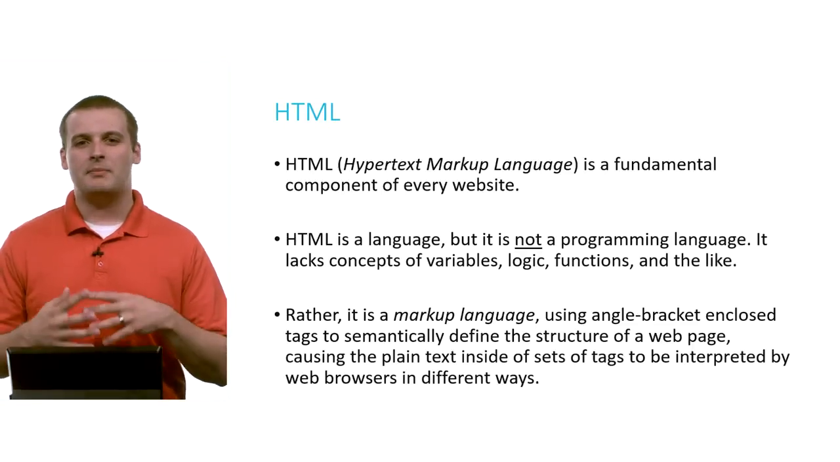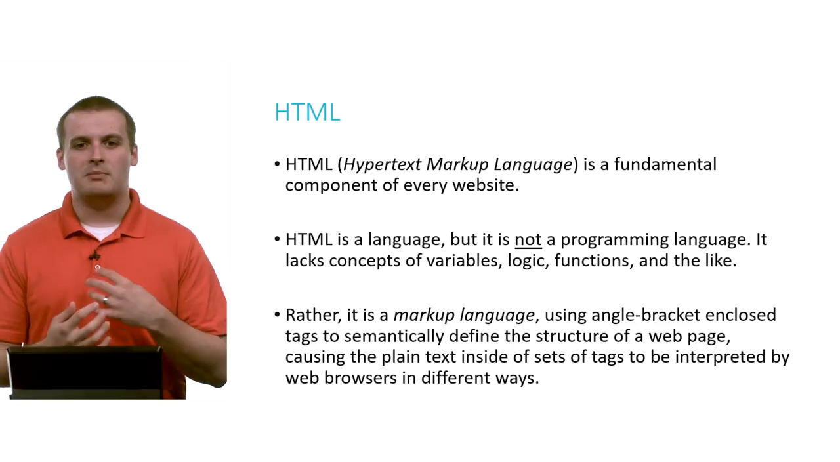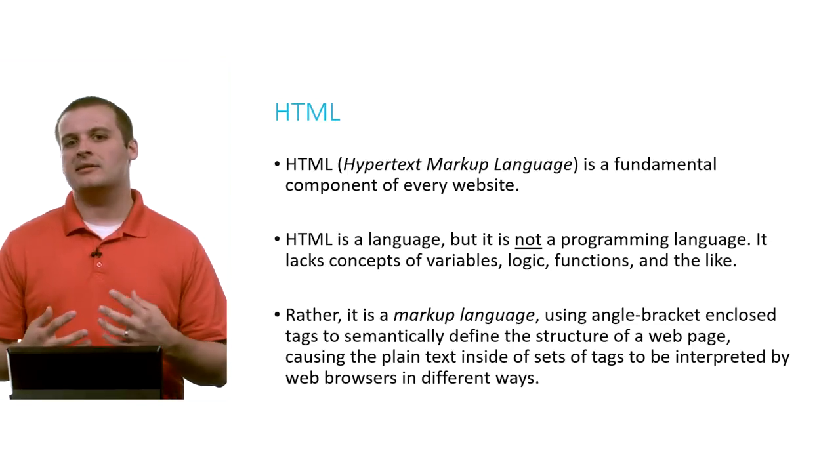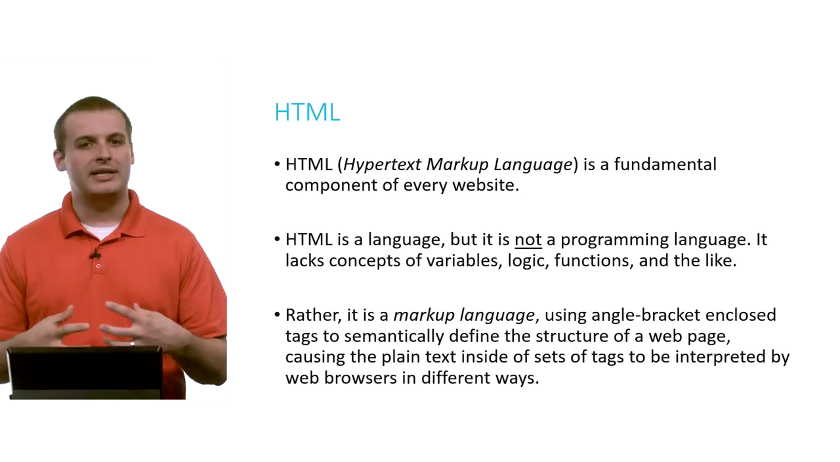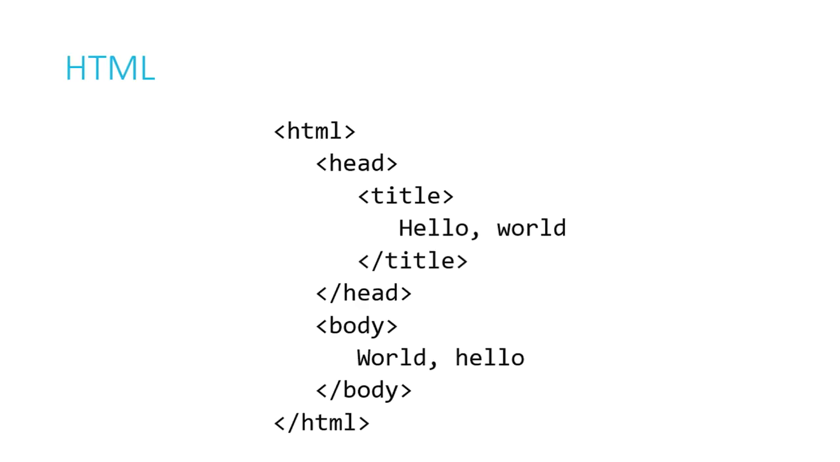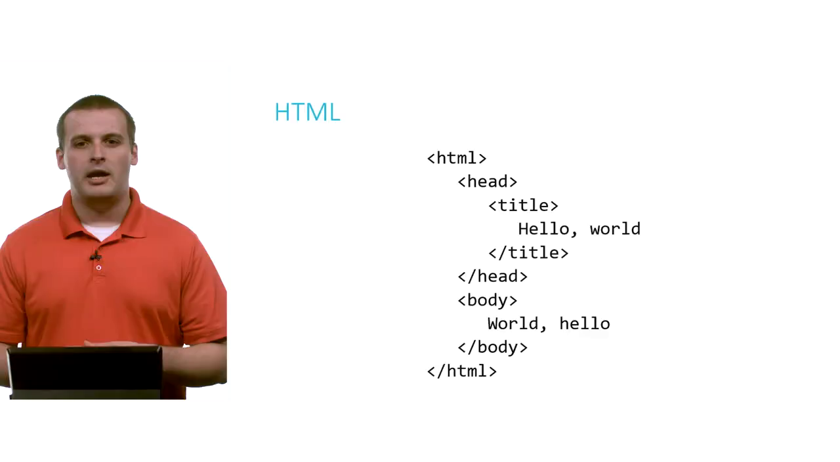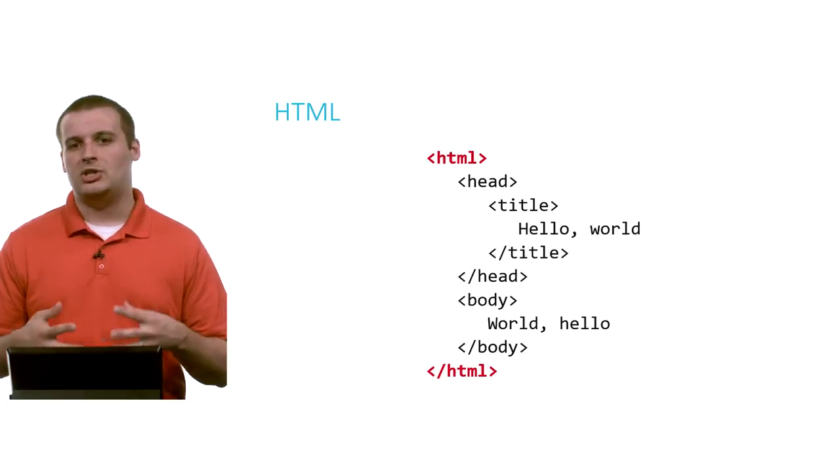And what this does, this markup, we use tags in HTML. And these tags, this markup, semantically defines the structure of a page and causes the plain text that exists between tags to be interpreted by browsers in different ways. And perhaps it's best to explain this by way of an illustration. Here's a very simple HTML page, not an HTML program, again, an HTML page. And we know it's an HTML page because we've bounded everything with HTML tags.